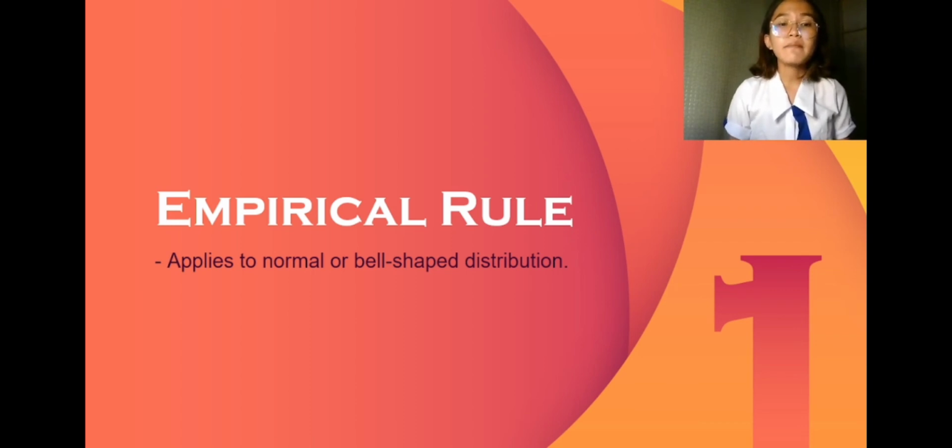The empirical rule applies to a normal or bell-shaped distribution. Chebyshev's theorem applies to any distribution regardless of its shape. However, when a distribution is bell-shaped, the following statements, which make up the empirical rule, are true.